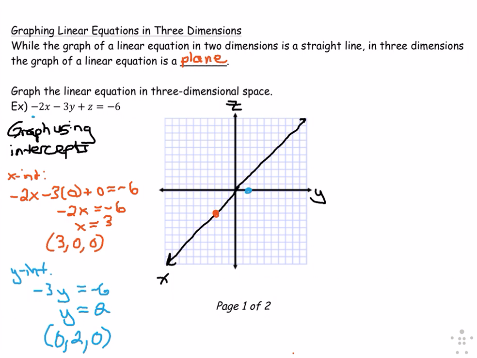And I do the same thing for z. So the z-intercept, substitute in 0 for the others, so then they just go away. Multiplying out to 0, so z is equal to -6. So I go down 6. 1, 2, 3, 4. You get the idea. 2, 3, 4, 5, 6. Right about there.